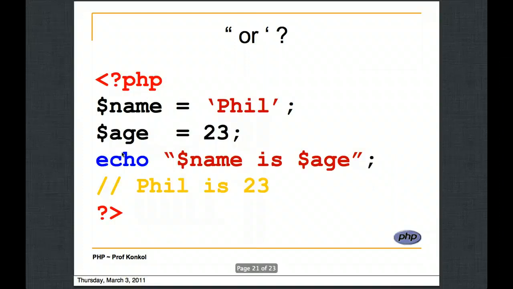Here's an example. If we have the name variable with Phil, the age variable with 23, and we put it in double quotes on an echo statement, name is age, it's going to be Phil is 23. So PHP will recognize the dollar symbol on both name and age as a variable and render it as that variable's content, whatever that content might be. If you do it this way with single quotes, it does not do that. It would just output the exact echo statement, name equals age.